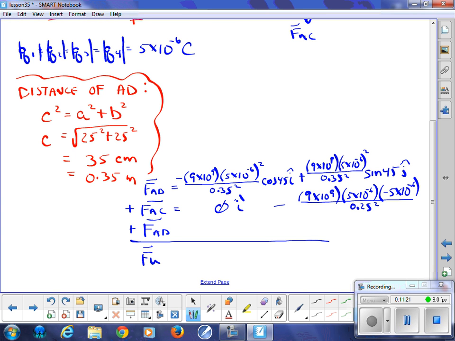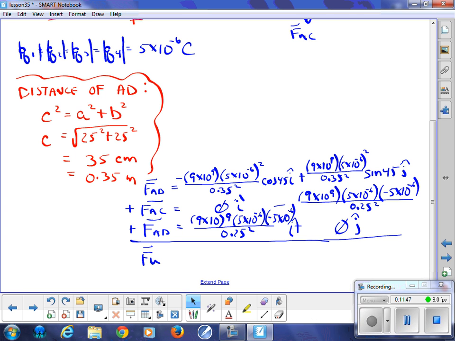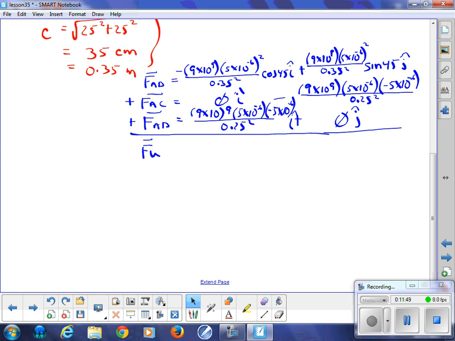And then FAB is the one I was thinking of. It has no Y component. So 9 times 10 to the 9th, 5 times 10 to the negative 6, negative 5 times 10 to the negative 6. That would be an I over 0.25 squared. So this becomes an exercise in who can use their calculator the best. So setup is so important here. You understand why I'm analyzing the process. So if you've got to do it in steps, you've got to do it in steps. But be very careful with the calculator.